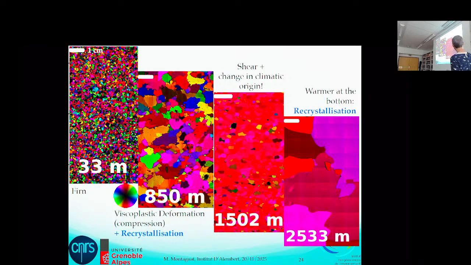And then deeper in the ice, we are getting to warmer temperature. So close to the bedrock, temperature can go to 0 degrees. And so every recovery mechanism is much faster. So dynamic recrystallization may become fast, or fast at the scale of what's going on there. And this is very likely why the crystals are getting very big.